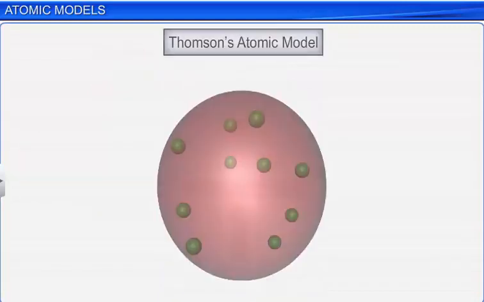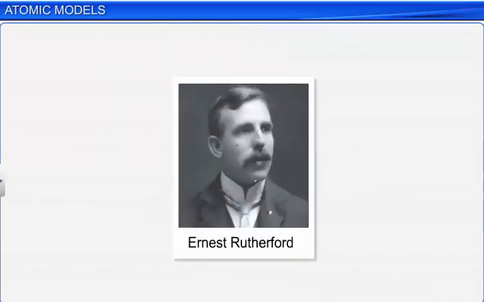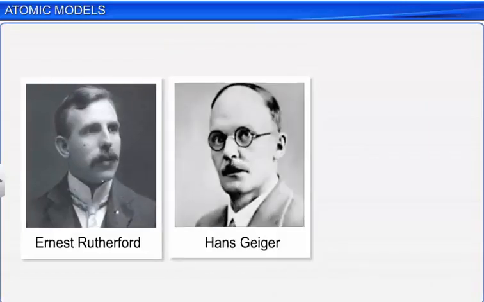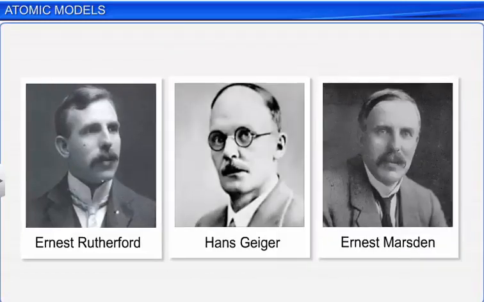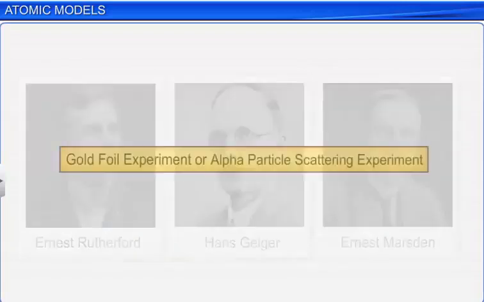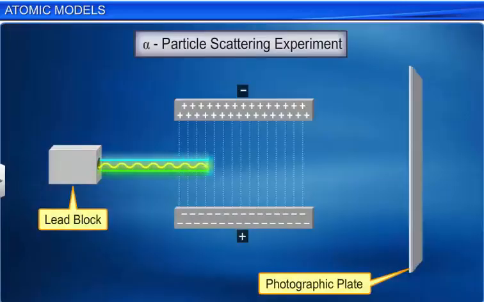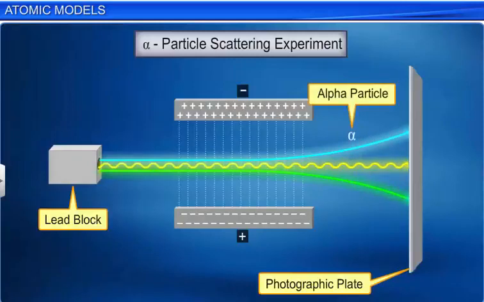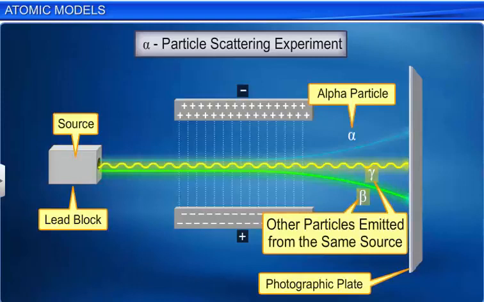In order to validate Thomson's atomic model, in 1911, Rutherford and his students, Hans Geiger and Ernest Marsden, conducted an experiment called the gold foil experiment or alpha particle scattering experiment. Before we proceed to the alpha particle scattering experiment, let us acquaint ourselves with the term alpha particle, its source, other particles emitted from the same source, and their few characteristics.